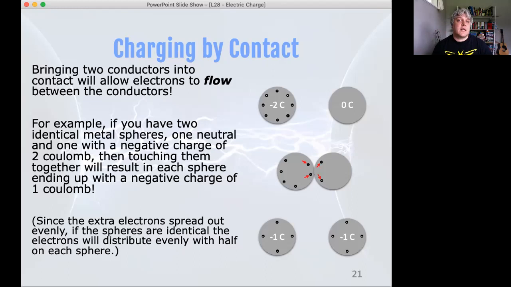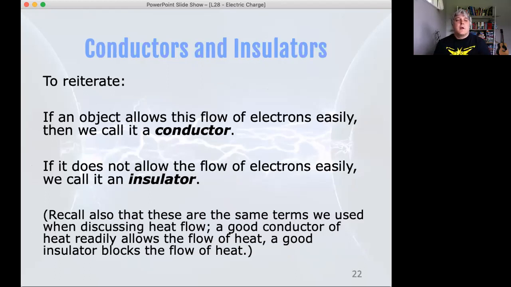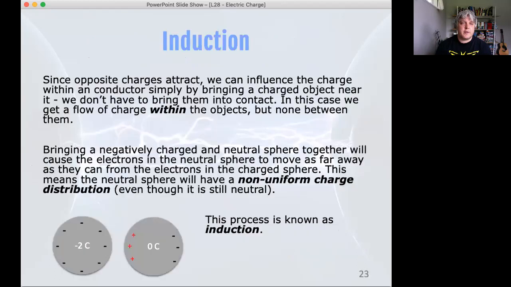And that's just a result of the charge distribution. So charging by contact, allowing electrons to flow from one conductor into another, is just a result of that charge distribution, the electrons repelling each other and wanting to spread out as far as possible across the surface of the conductor. So that's all it is. So that will split evenly with half and half. To reiterate, if an object allows this flow of electrons easily, we call it a conductor. If it does not, we call it an insulator. Right? So conductor and insulator, remember those terms, because we're now going to talk about induction.